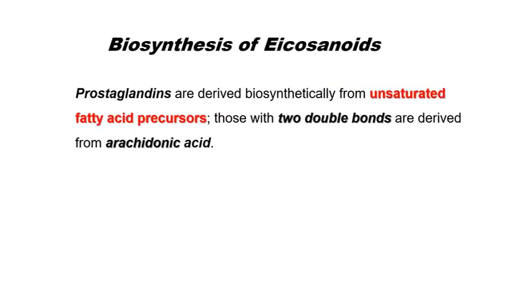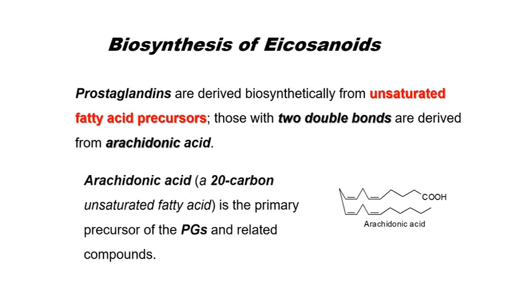Coming to the biosynthesis of prostaglandins. Prostaglandins are derived from a precursor that is an unsaturated fatty acid called arachidonic acid. This arachidonic acid comprises 4 cis double bonds. As you can see from the structure, specifically it's the precursor of the 2 series. The 2 series means that those prostaglandins possess 2 double bonds.